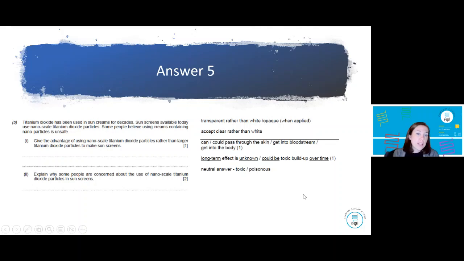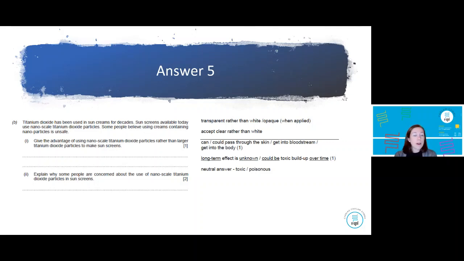So give the advantage of using nanoscale titanium dioxide particles. Well, the cream will appear transparent rather than white or opaque when applied. Okay, they will also accept clear rather than white. Okay, or transparent rather than white.